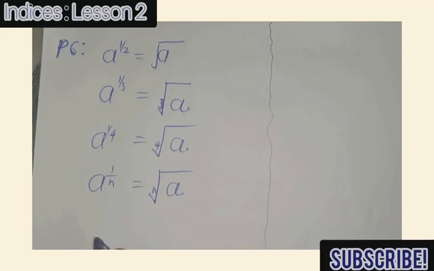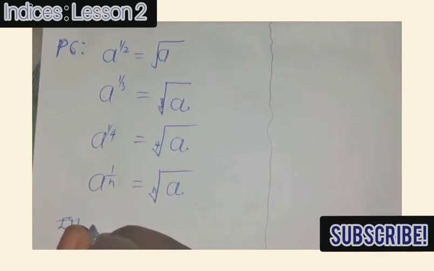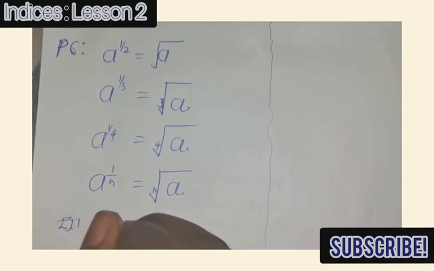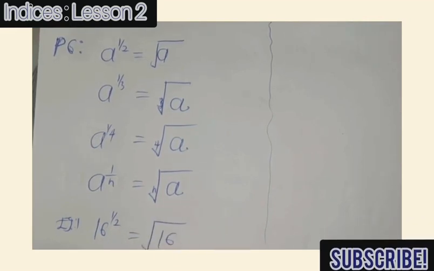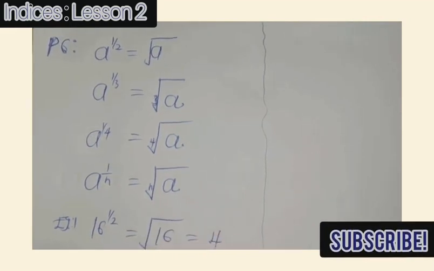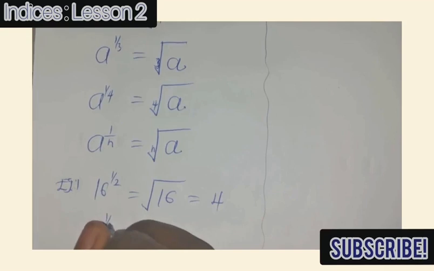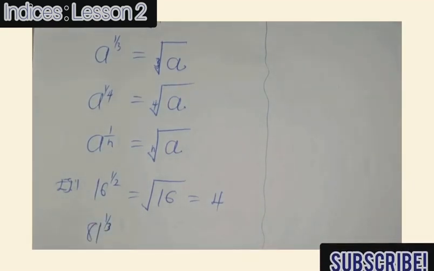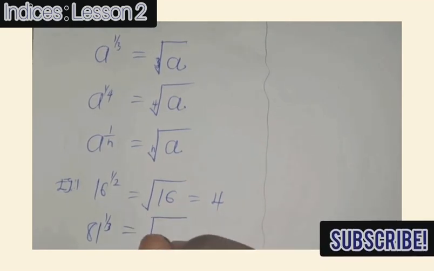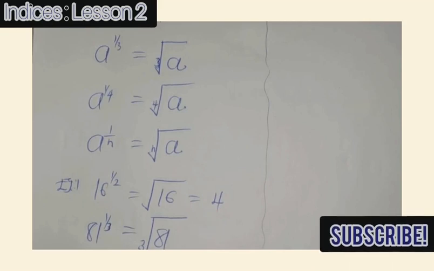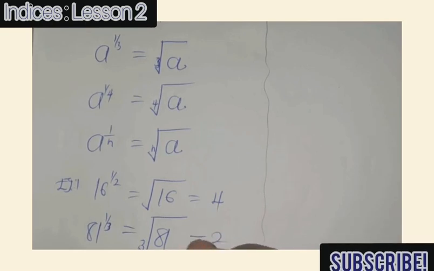So for example, if I have 16 to the power of half, I can rewrite it as the square root of 16, and the square root of 16 is going to give me 4. Let's say I have 81 raised to the power 1 over 3, and I can say that this is the cube root of 81.